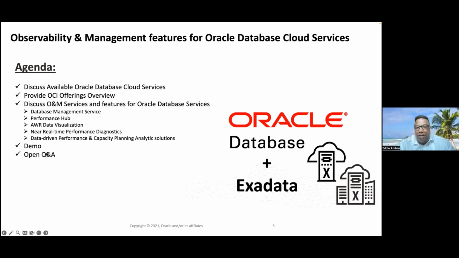We will start by discussing the Oracle Database Management Service, which is used to monitor, tune, and administer one or many fleets of databases from a centralized console. We'll also drill into features like the Performance Hub, which provides a single view of database performance, and AWR Explorer, which adds data visualization so we can quickly understand the AWR data. We'll also take a look at how to gain near real-time performance diagnostics by leveraging the top activity drill down feature, and wrap things up with a peek at how the tools in the operations insight services are used to produce data-driven performance and capacity planning solutions.